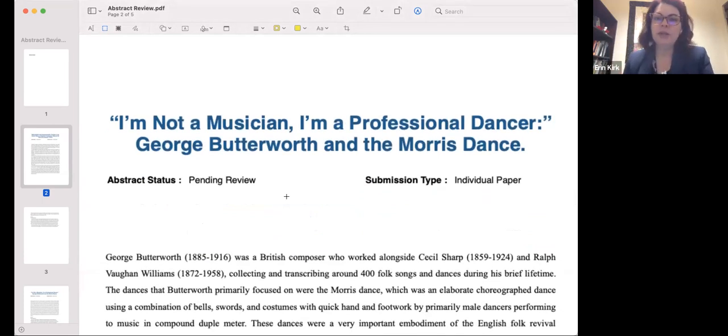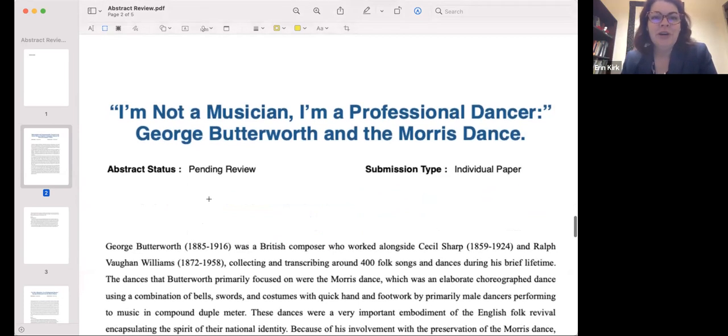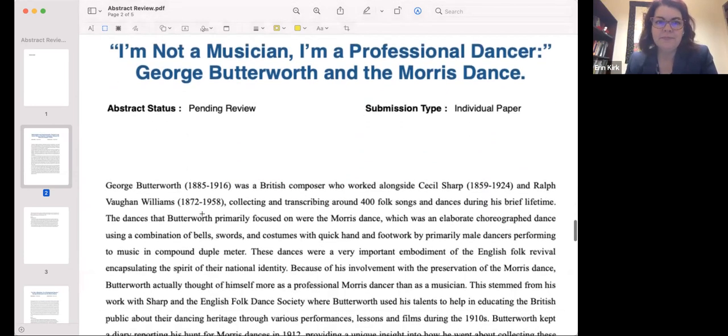All right, here's another one. I won't read zillions of them to you, I promise. So this one is, I'm not a musician, I'm a professional dancer. George Butterworth and the Morris Dance. All right, let's just jump through here.